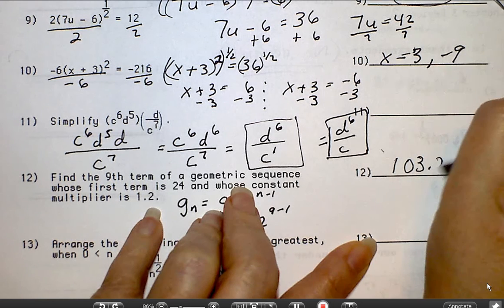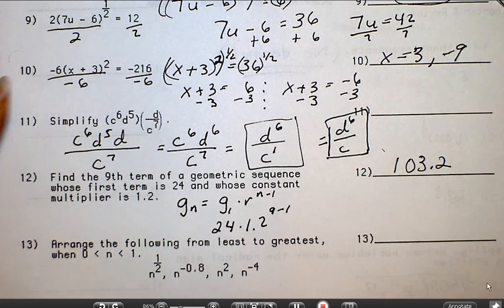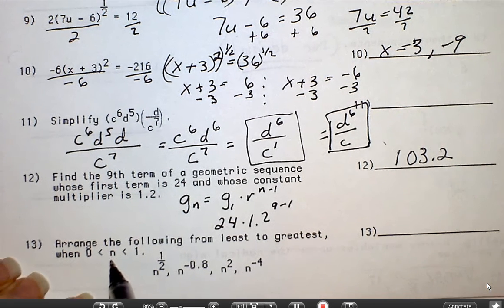Alright. Next, 13, it says arrange the following from least to greatest, and the number n has to be between 0 and 1. So when you choose your n, it has to be between 0 and 1. So what do you think you could do with this? Yeah, pick a number between, like 0.5, and stick it in.